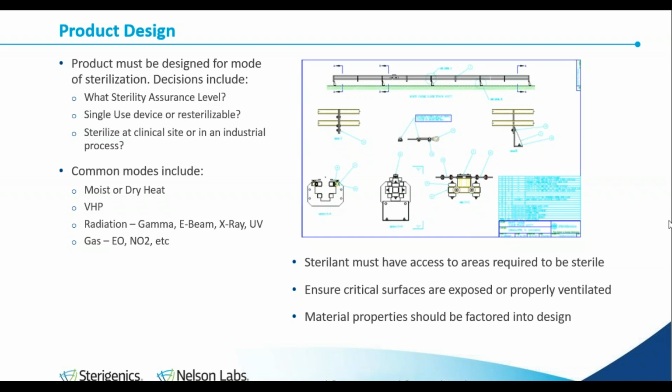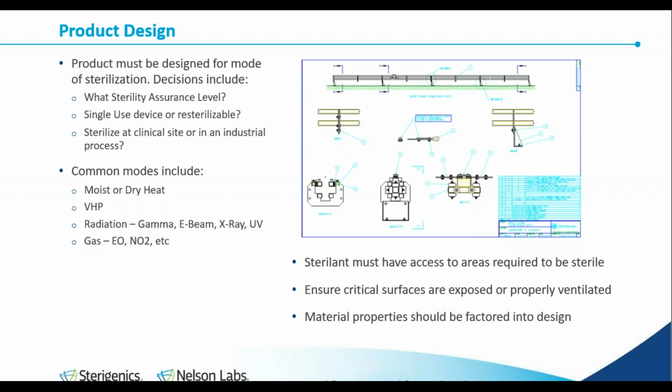And when we sterilize, is it going to be sterilized for clinical trials, or at the clinical site, or in an industrial process? So you can choose to sterilize the product at the end use site, or you can choose to sterilize it either in-house or in an industrial contract sterilizer. Some of the common modes of sterilization that are at your disposal are moist or dry heat, thermal sterilization.